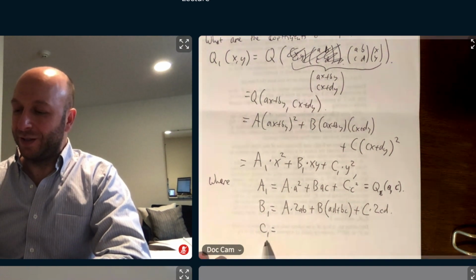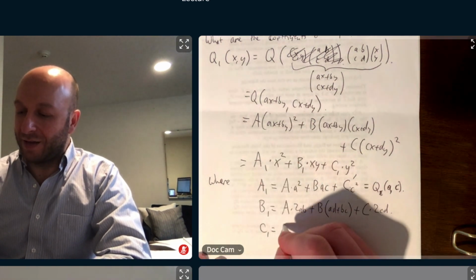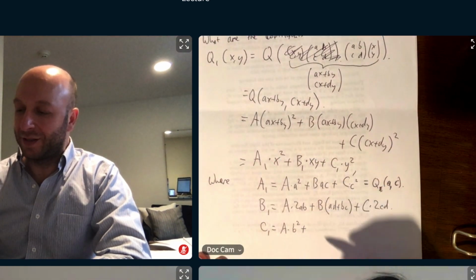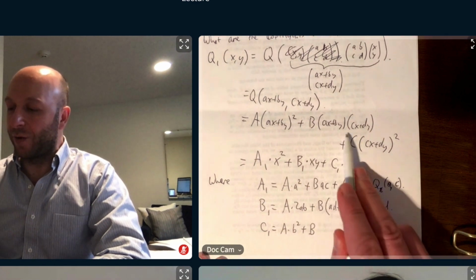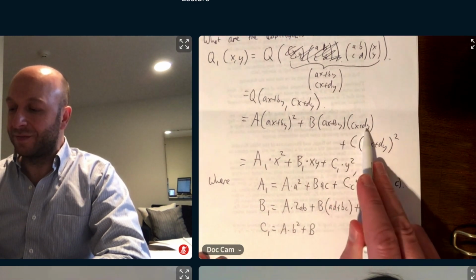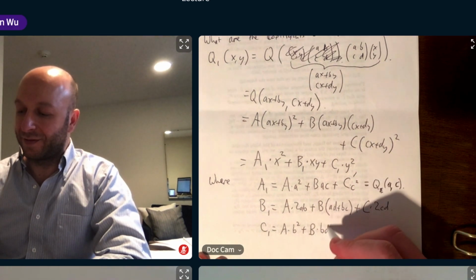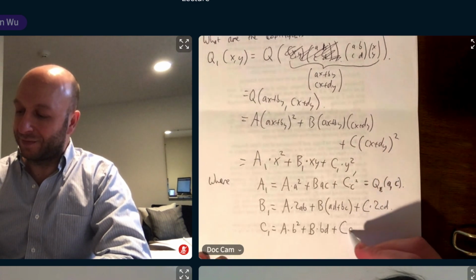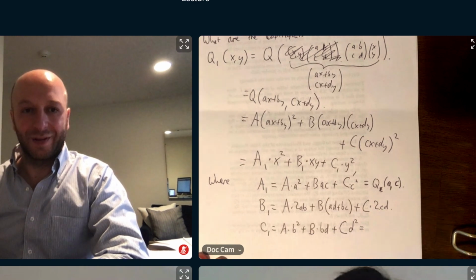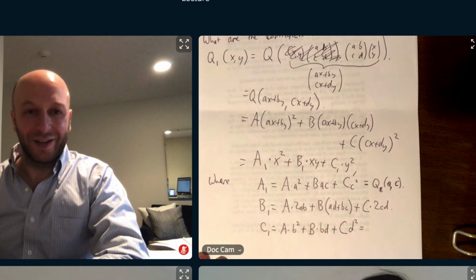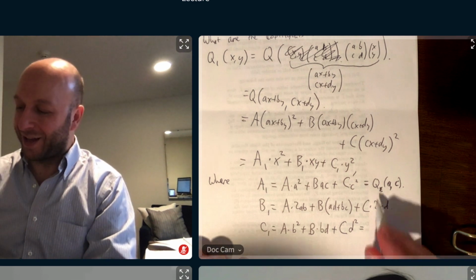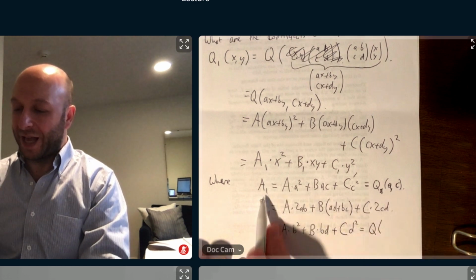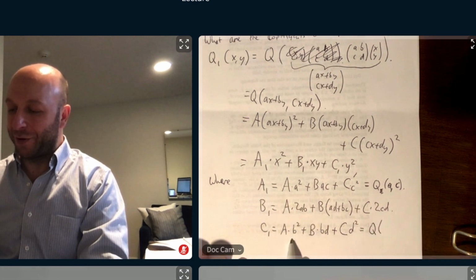And how about C1? So now I'm looking at the y squared. I have an A times B squared y squared, so that's B squared. What's my B term? How do I get a y squared? That's just the B times D, y squared. And then the C term is D squared. And exactly, Sheik, exactly Daniel's observation before continues here, that Q of A1, C1 is the original Q at BD.